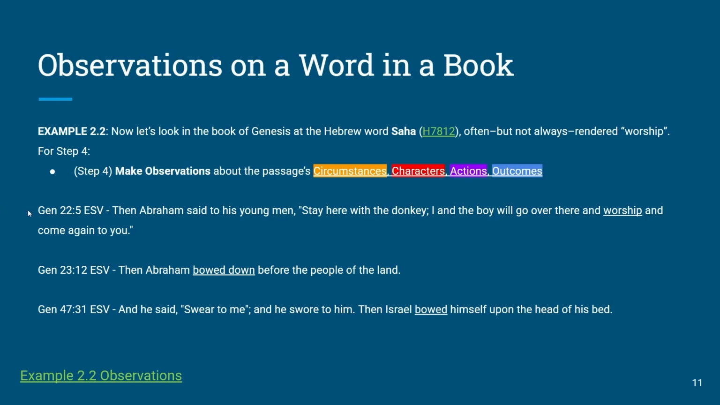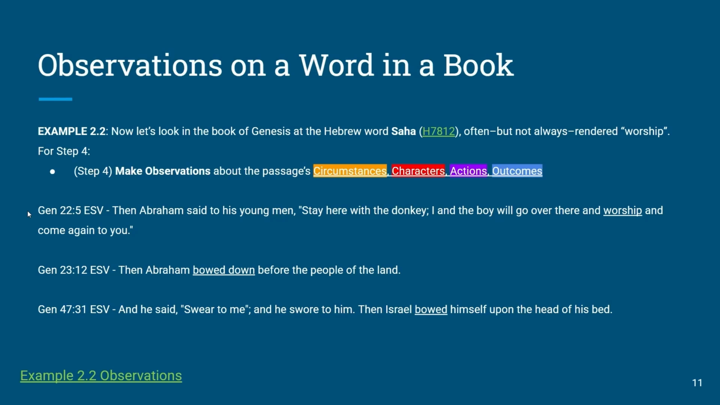In Genesis chapter 22, verse 5, we read that Abraham said to his young men, stay here with the donkey, and I and the boy will go over there and worship and come again to you. In Genesis 23, verse 12, then Abraham bowed down before the people of the land. In Genesis chapter 47, verse 31, we read, and he said, swear to me. And he swore to him. Then Israel bowed himself upon the head of his bed.